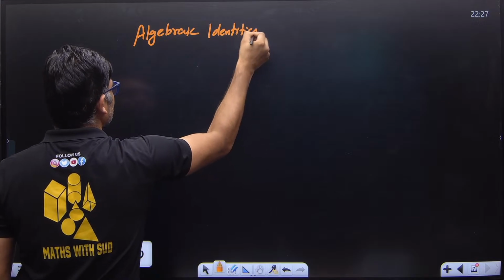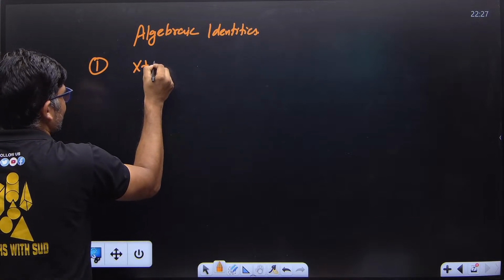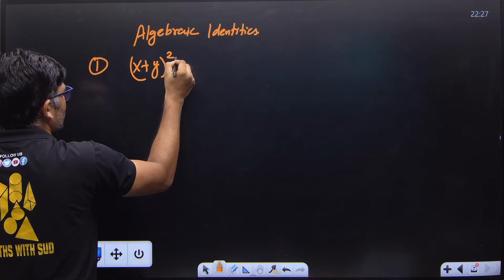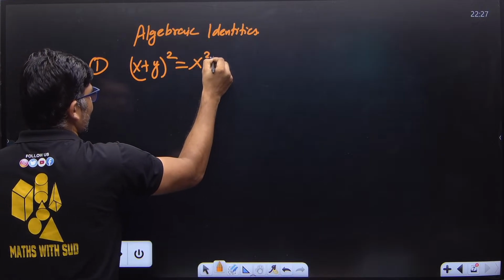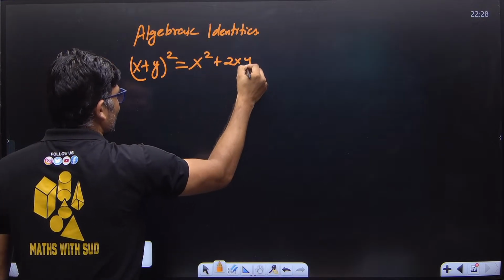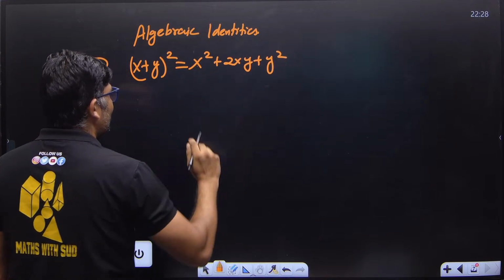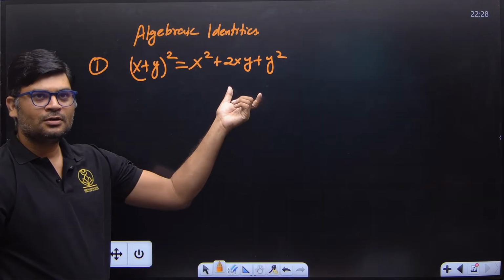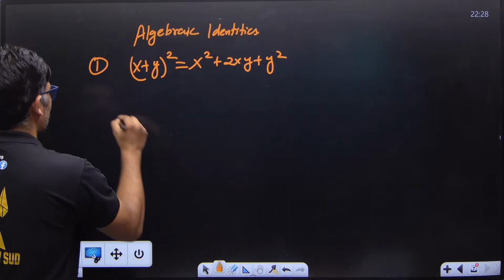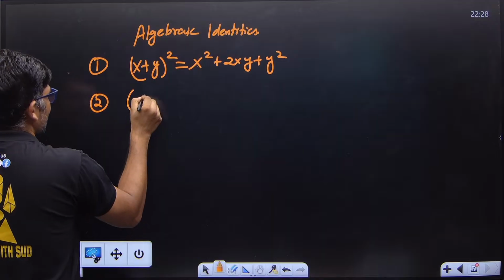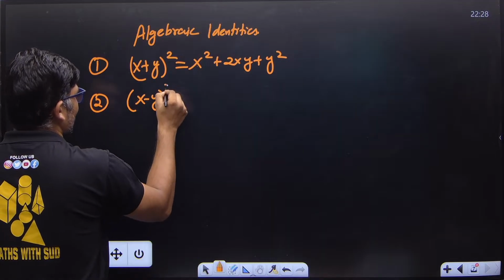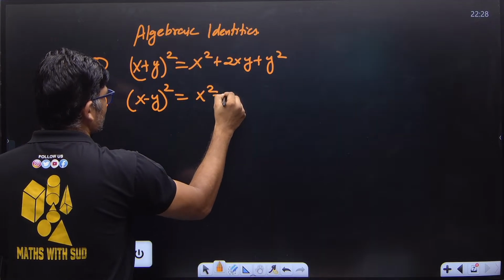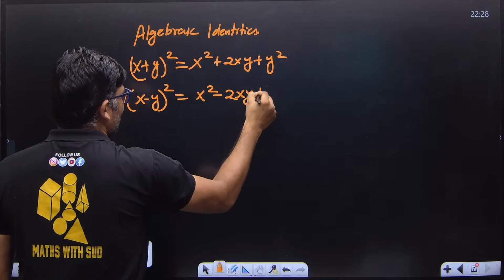The first identity is x plus y whole square, which is equal to x square plus 2xy plus y square. Please let me know if you know this. I know that one. Okay. The second one is x minus y whole square, which is equal to x square minus 2xy plus y square.